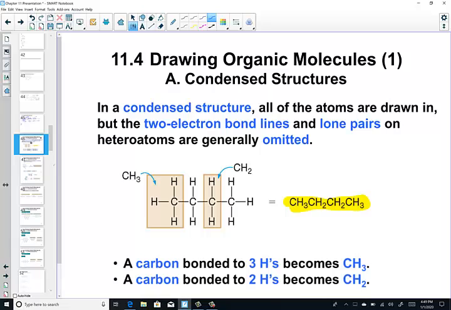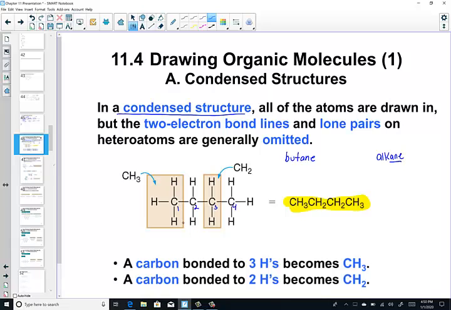In our first practice session, we're going to look at what we refer to as condensed structures. All of the atoms are drawn in, but the 2 electron bond lines and lone pairs on the heteroatoms are generally omitted. So as we looked at, for example, a 1, 2, 3, 4 carbon chain, we're learning that this will be called butane, a 4-carbon alkane. And again, just as a reminder, as we approach this part of the lesson, alkanes are just a family of hydrocarbons that contain all single bonds.